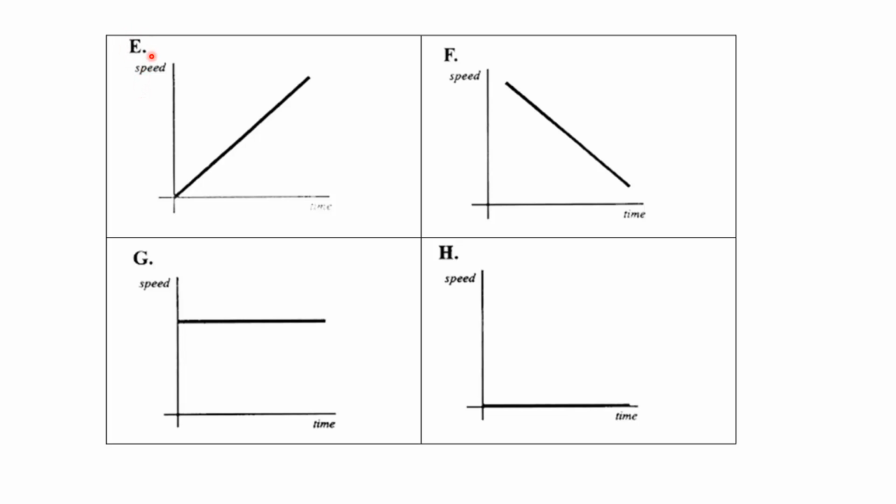Next, we look at four examples of speed-time graphs. We'll start with E. Here we have constant acceleration, a straight line. In F, we have constant deceleration, which means the object is slowing down. In graph G, we have a straight line, which shows constant speed. And for H, the line is right down here on the x-axis, which basically means zero speed. So this car is not moving.